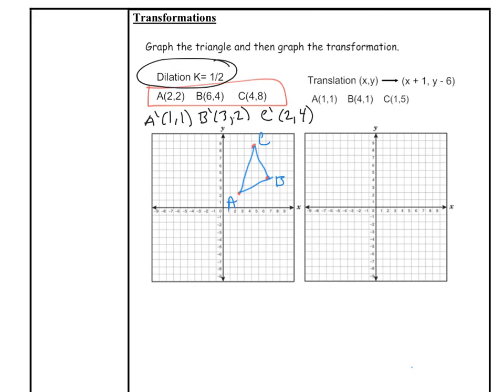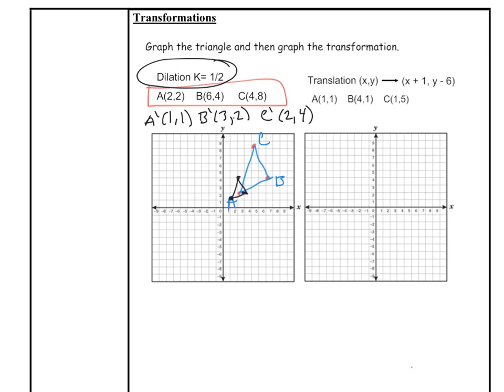Now we're going to graph our new points and then draw our new figure. I'll do this one in black. So you'll notice that my shape is now about half the size, but it looks very similar. It's just a smaller version of what I already had. This one's overlapping a little bit, so I won't label my points, but I would label them A prime, B prime, and C prime.